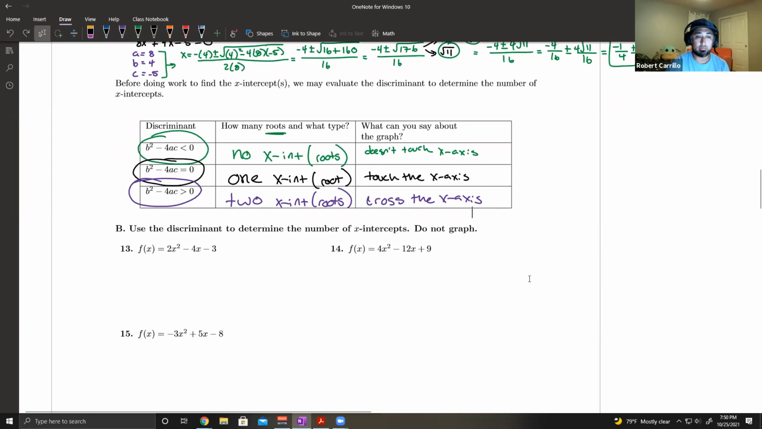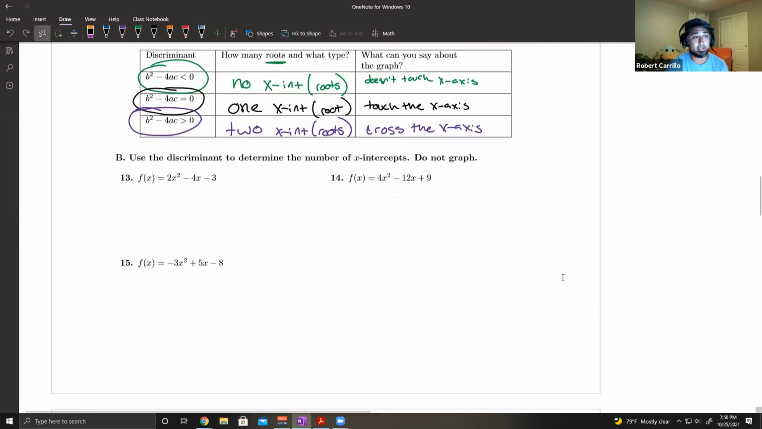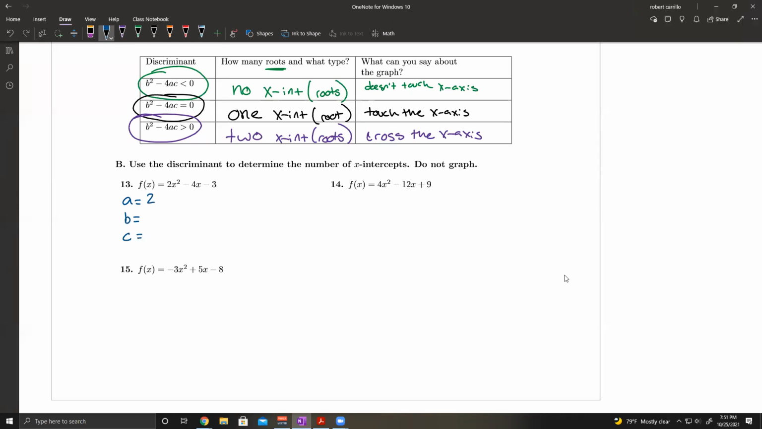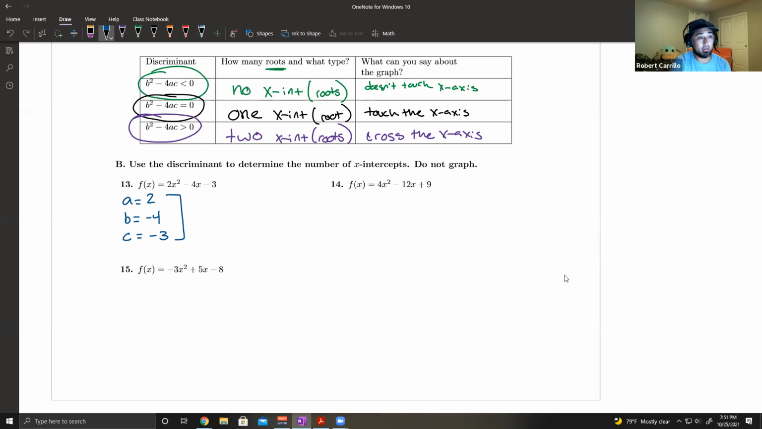Cool. And now the next example says use a discriminant to determine the number of x-intercepts you have without graphing. So all you have to know is the values of a, b, and c. So look at number 13. What are my values of a, b, and c? 2, -4, and -3. Good.